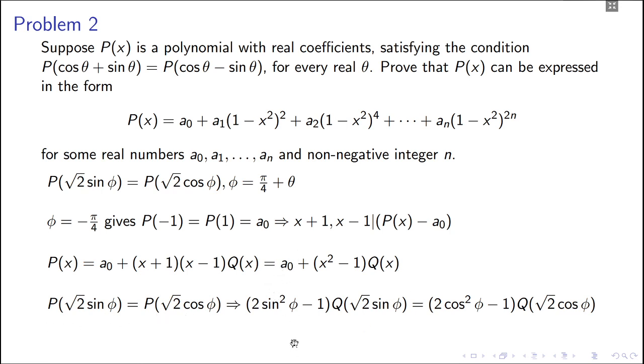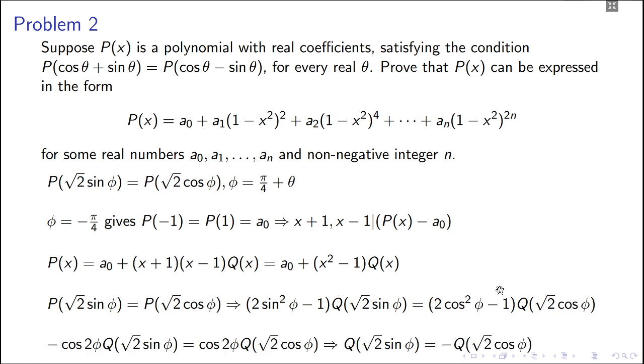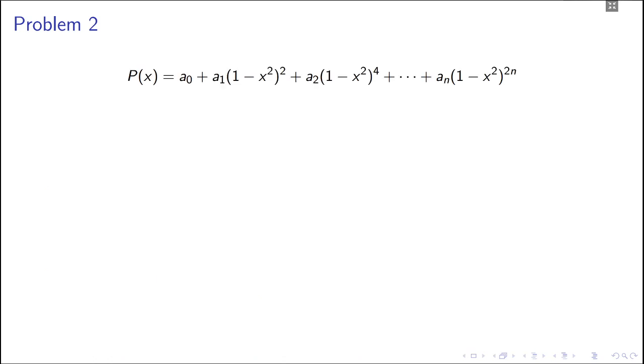So this term a0 will go away, and what you will have here is 2 sin squared phi minus 1, and here 2 cos squared phi minus 1. This will be minus cos 2 phi, and this will be plus cos 2 phi. So what you basically get is this term will go out, and you get Q(root 2 sin phi) is minus Q(root 2 cos phi). So here they are equal, but here they are negatives of each other. So Q is kind of opposite to that. Okay, this is the form we have to get, and now let's continue.